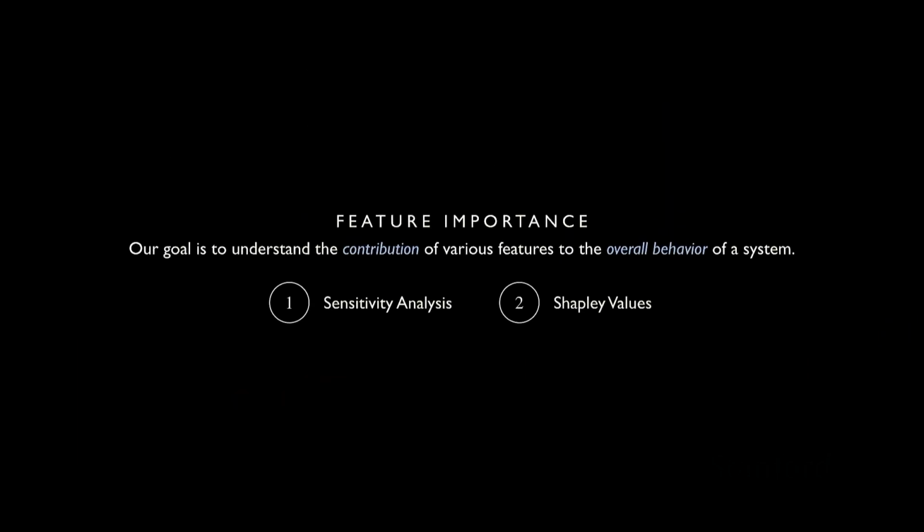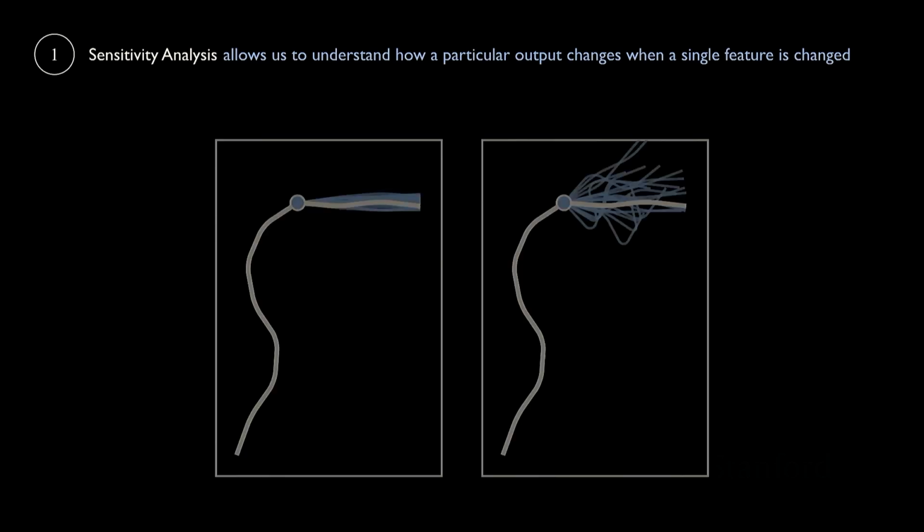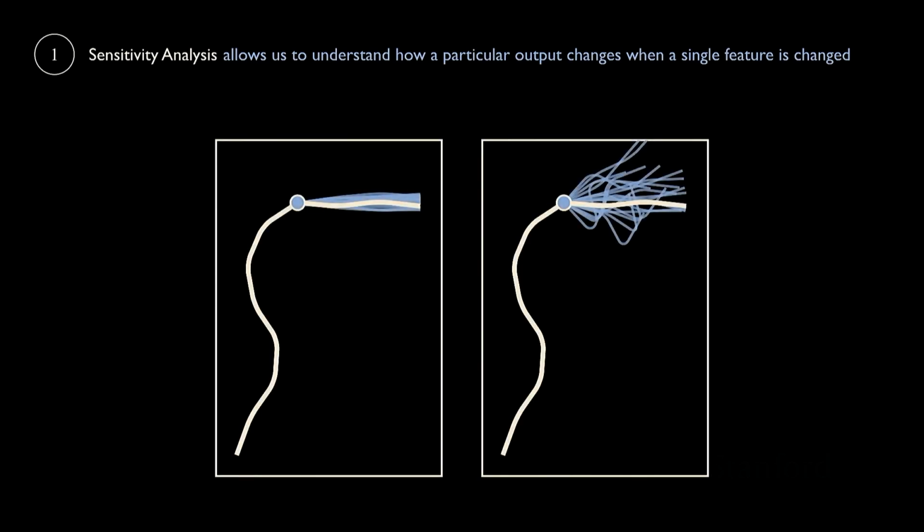Cool, so there's two ways that we can think about feature importance. One way is something called sensitivity analysis, and the second way is Shapley values, and we're going to talk about both of these. So starting with sensitivity analysis. What sensitivity analysis allows us to do is to understand how a particular output changes when a single feature is changed. So here's a notional example.